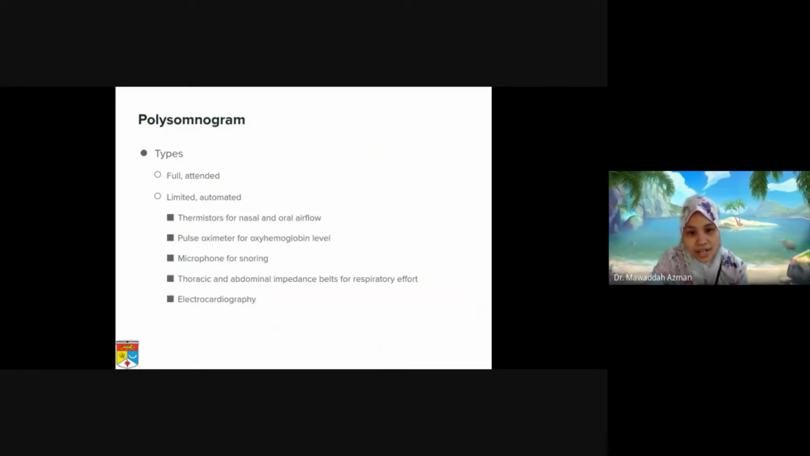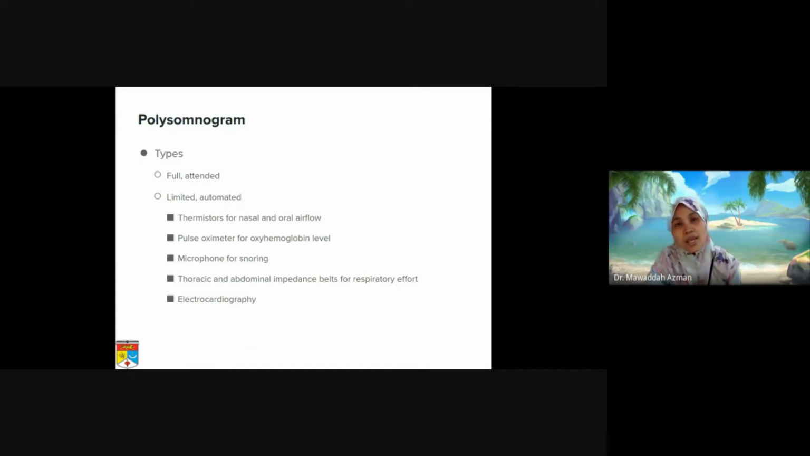So in contrast, we have a different type compared to the full attended sleep study. There's a limited type in which you can have only a few parameters being recorded. So minimum, you can have the thermistor, the pulse oximeter, the microphone for snoring, and then the impedance belts, as well as the electrocardiography. This is for a limited study. So this limited study can be attended or automated. If it's attended, someone scores it. If it's automated, then the patient sleeps with the machine after the healthcare practitioner hooks it up onto the patient.